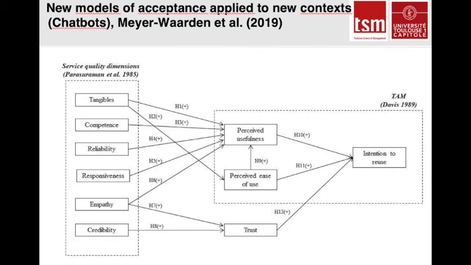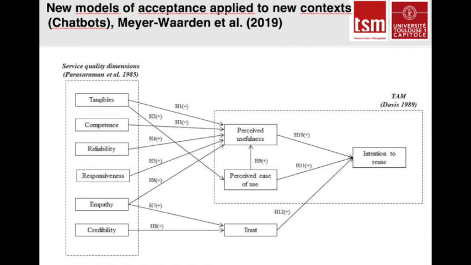The reliability, that is, the more the chatbot is reliable in terms of information giving and information search, the higher will be the usefulness. The more the chatbot is responsive, that is, acts quickly in order to satisfy the information requests of the user, the higher will be the perceived usefulness. The more the chatbot is empathic, that is, able to feel and individualize the relationship with the user, the higher will be the perceived usefulness, but also the trust. And the higher the credibility of the chatbot service provider, the higher the trust.